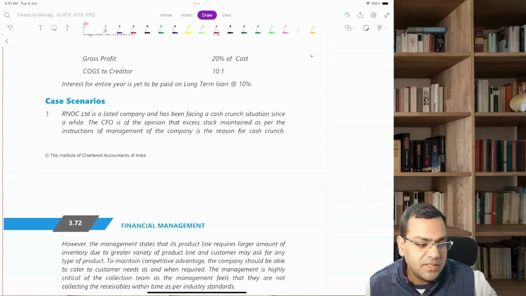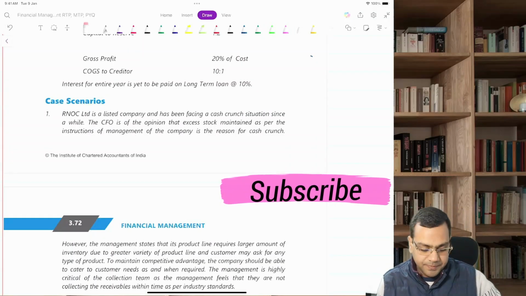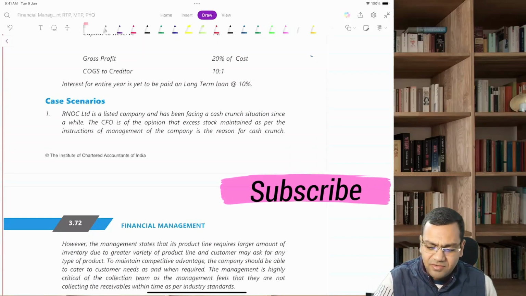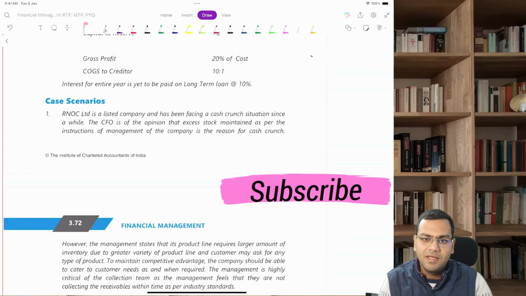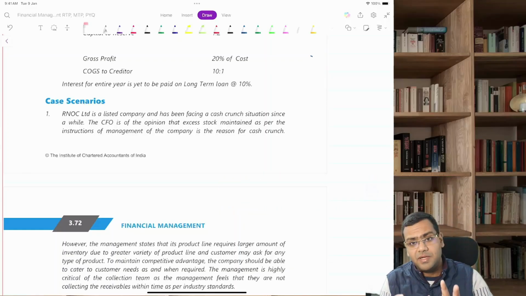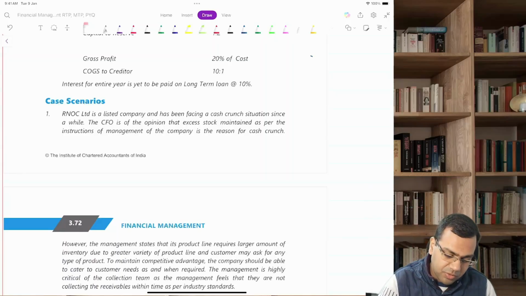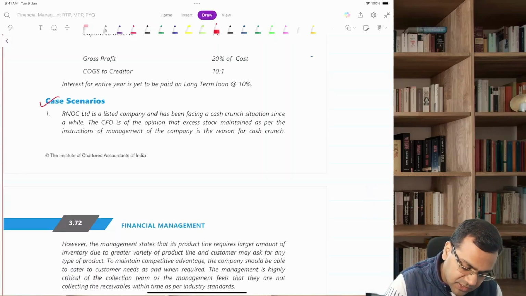Now we are going to take up this case study on ratio analysis. A very interesting case study, easy one. Seems to be a big one, but yes, very interesting and going to test your basics. That is the most important thing. So let's see what this case study holds for us.